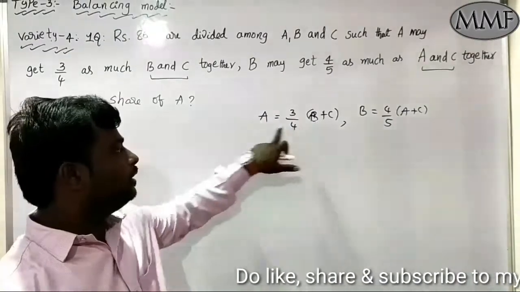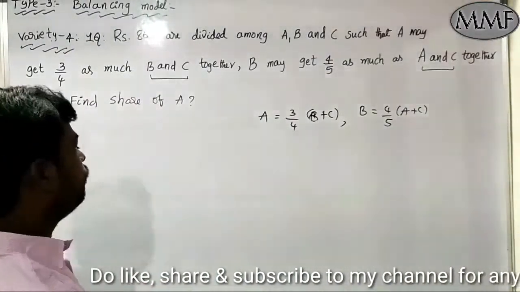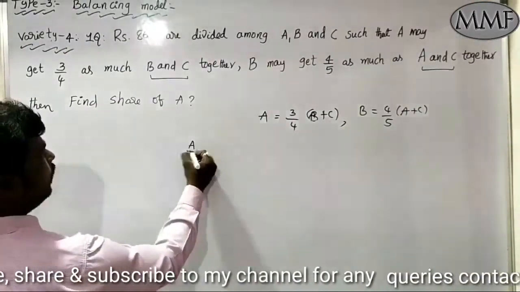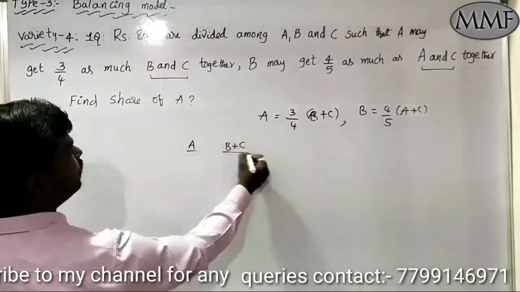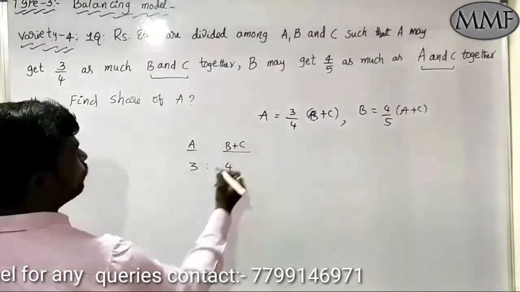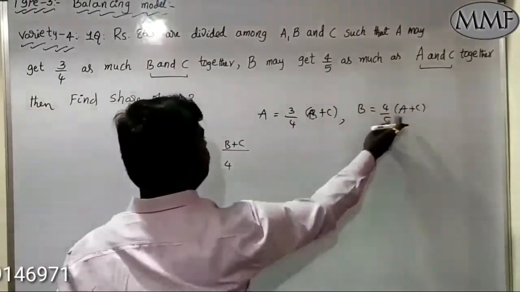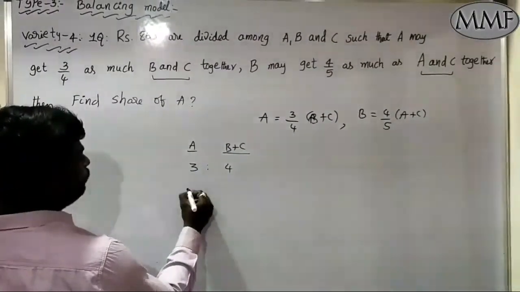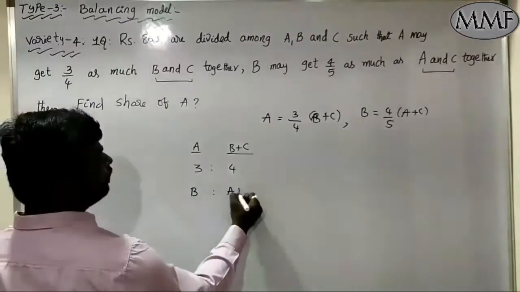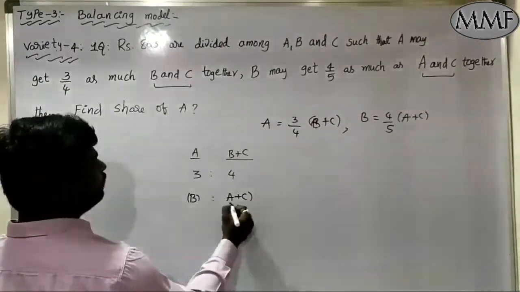If you want to make this side, what will you get here? A is to B plus C is 3:4. Clear? Then if you want to make this side, what will you get? B is to A plus C is nothing but how much here?